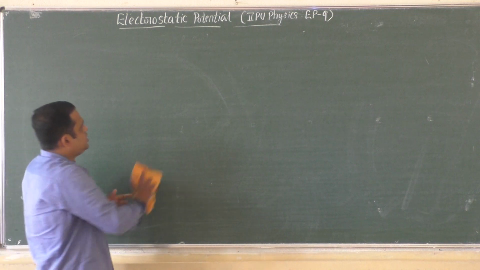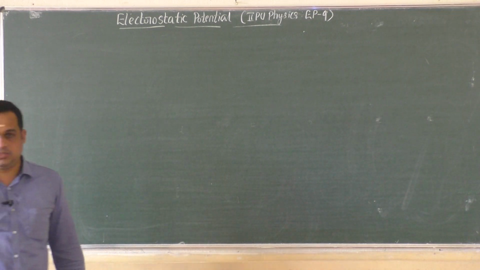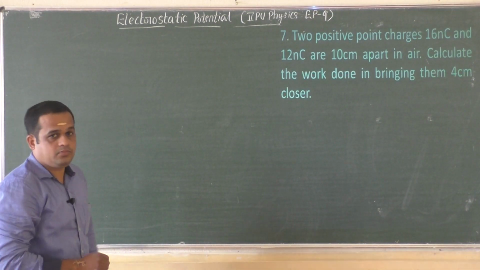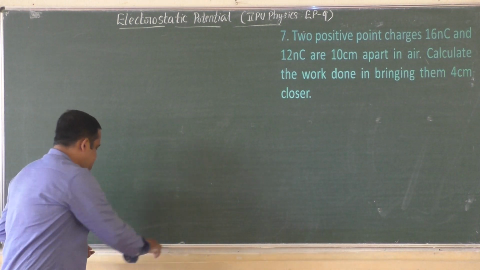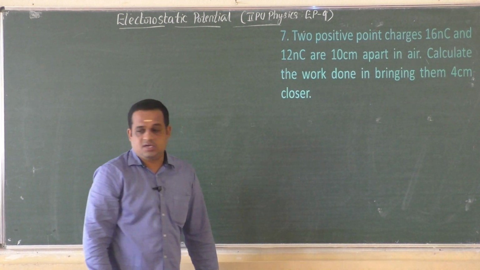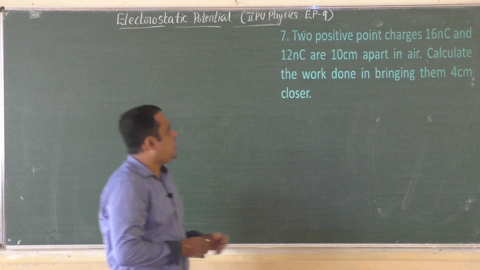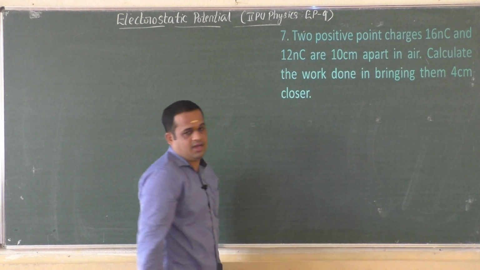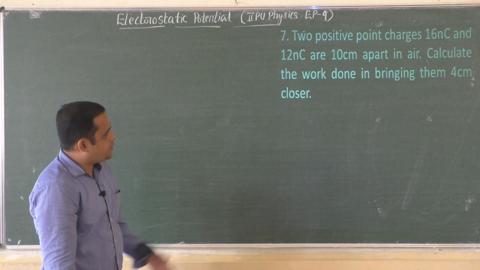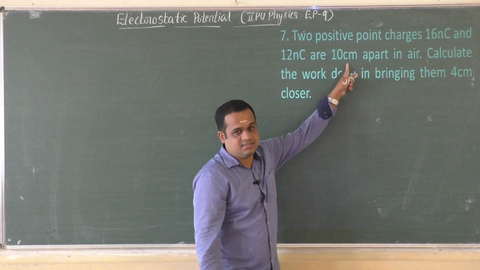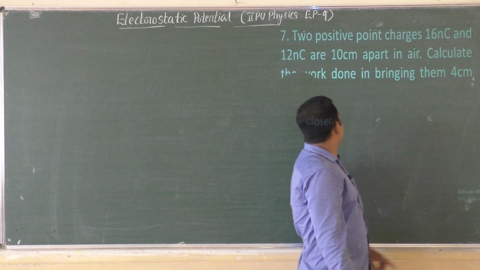Now based on this concept, that is potential energy of system of charges, let us solve two simple problems. Okay, simple problems. So first one here: two positive point charges 16 nanocoulomb and 12 nanocoulomb are 10 centimeter apart in air. 2 point charges are given, 16 and 12 nanocoulomb. Separation between the charges is also given, it is equal to 10 centimeter. Calculate the work done in bringing them 4 centimeter closer.